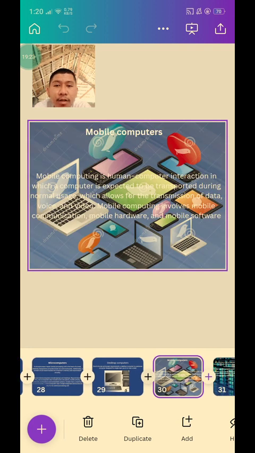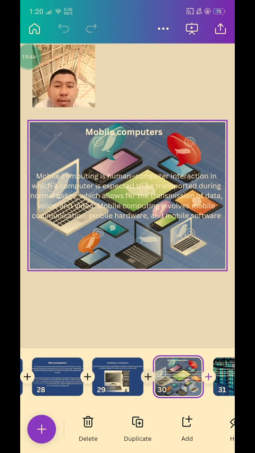Next, mobile computers. Mobile computing is human-computer interaction in which a computer is expected to be transported during normal usage, which allows for the transmission of data, voice, and videos. Ito daw po ang mobile computers.